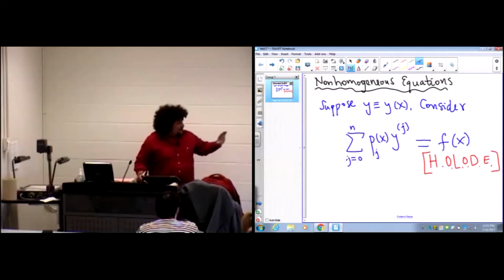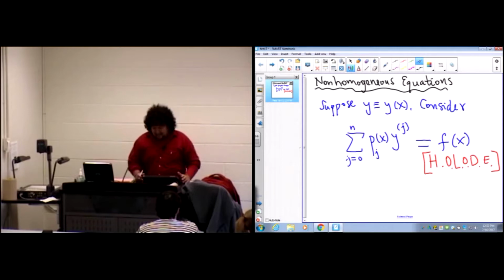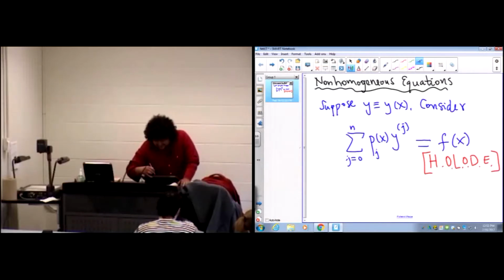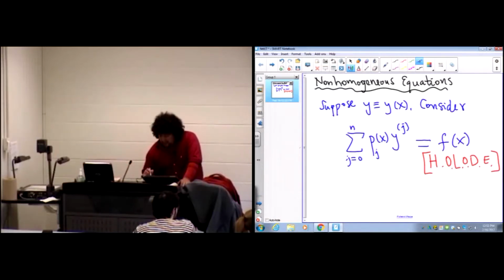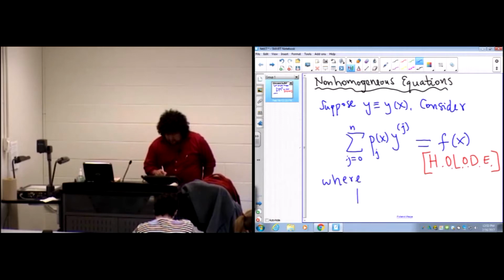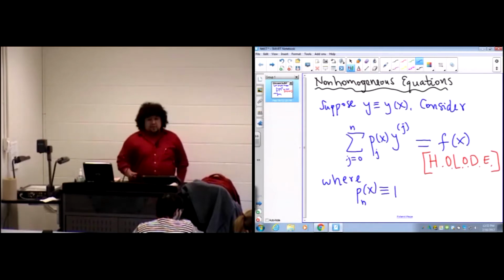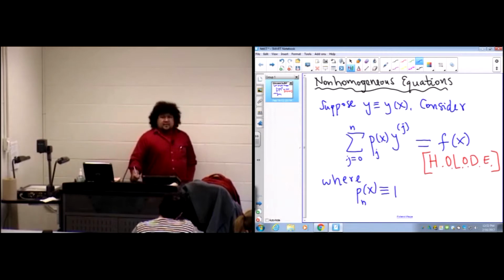Higher order linear ordinary differential equation, where when we write that p sub j here, in fact, the very last one, p sub n of x, is going to be assumed to be exactly equal to 1. So it's not really a function of x. It's assumed to be a constant. So what this says is that when we expand that summation, the derivative with highest order will have coefficient 1.